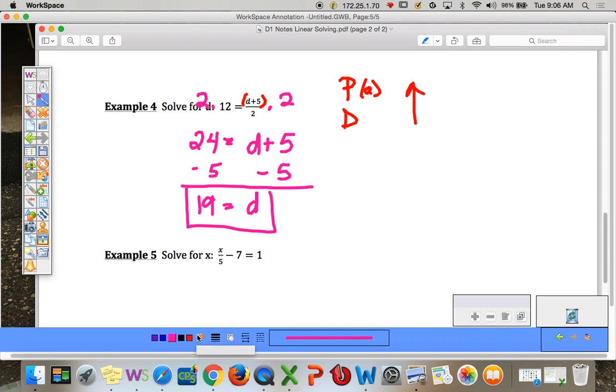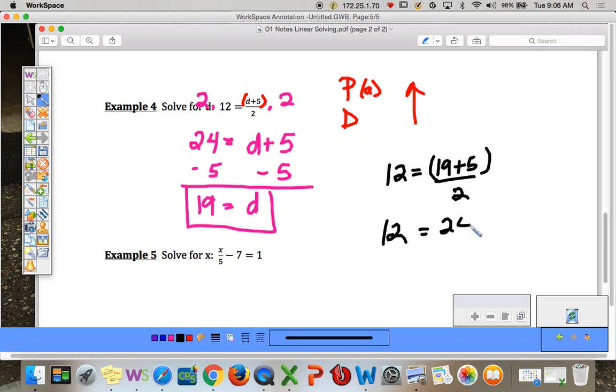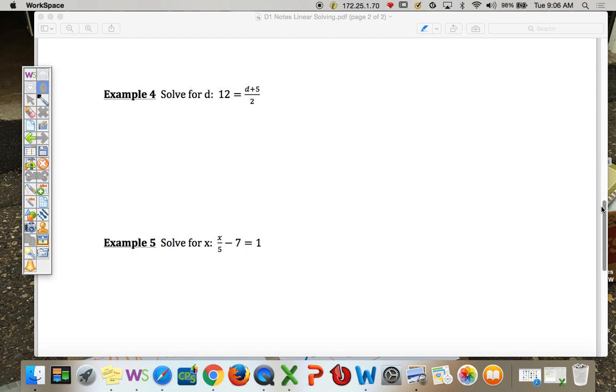Let's check our answer for this one. So if I plug in 12 equals 19 plus 5 divided by 2, I'll solve this part first. We do the top part first in the fraction. So we would get 24 over 2. And we know that 24 divided by 2 is 12, so we have checked our answer and it works.